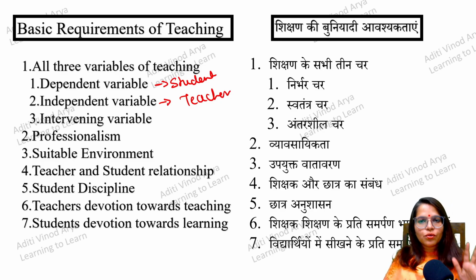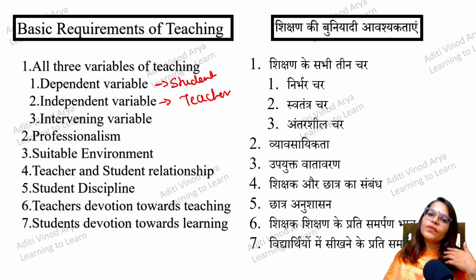So here make sure you always remember this. The dependent variable is the student, the independent variable is the teacher, and the level of interaction we have with each other will be known as the intervening variable or the mediating variable. Fine. The next one is professionalism.